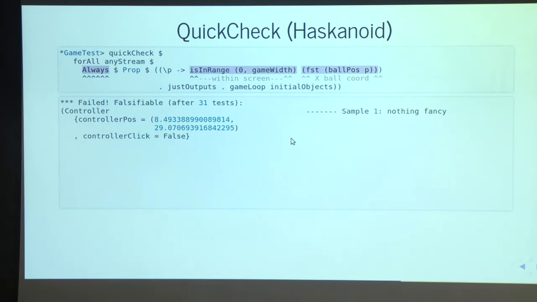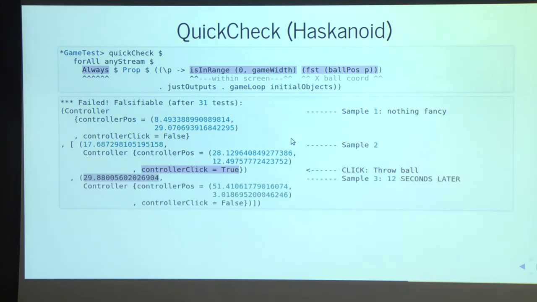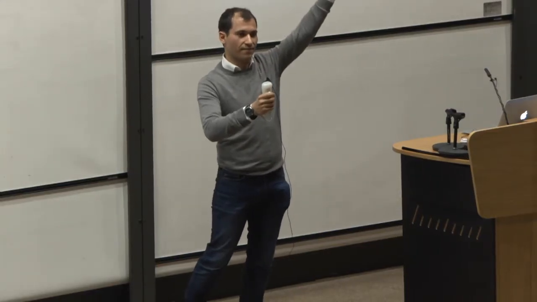And it said, well, there's a first sample, it doesn't mean anything, but then there's a second sample that throws the ball up into the air. And then there's a third sample, which occurs 12 seconds later. And what it means is it's saying that you throw the ball and then you wait so long that the ball is already out of the screen.